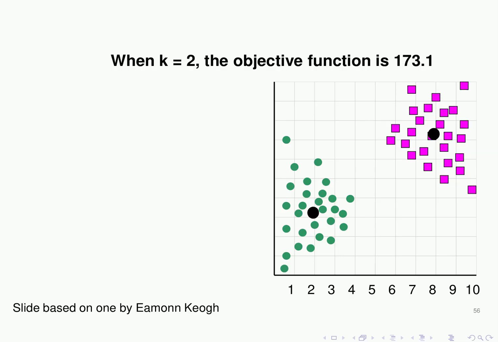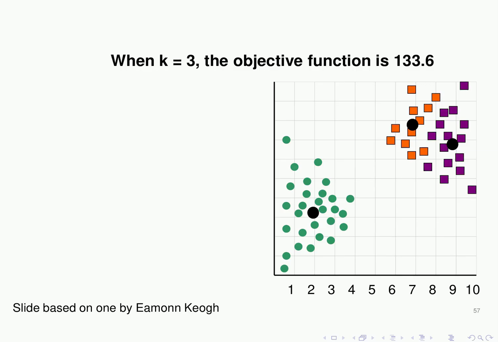With k equals 2, the data is divided into 2 clusters, each with its own centroid. This division significantly reduces the objective function to 173.1, reflecting a decrease in the sum of squared distances from the points to their respective centroids. This reduction indicates improved clustering accuracy compared to k equals 1. By splitting the data, each cluster becomes more focused and compact, demonstrating the effect of increasing k on clustering efficiency and precision.